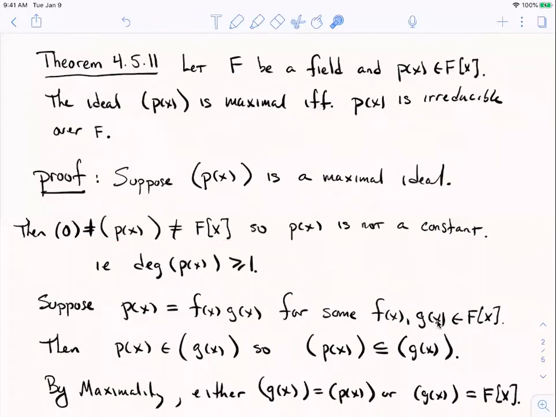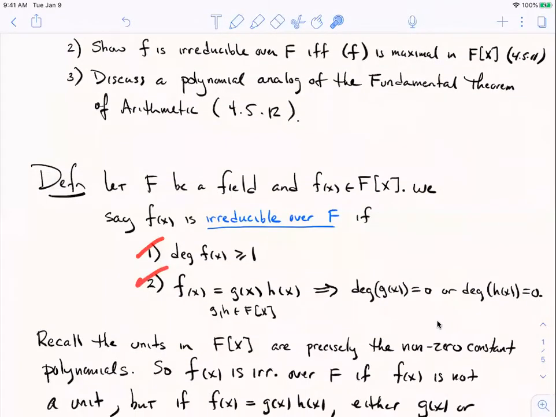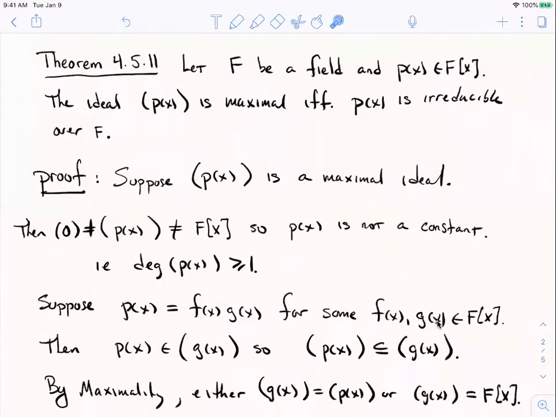All right, so that's our first item, because I'm trying to show p is irreducible. Hold on, I'm going to scroll on you here. P is irreducible: there's a two-item checklist. We just got item 1, that this polynomial p cannot be a constant polynomial. Its degree has to be at least 1, okay? Now I'm going to go for item 2. Item 2 says that if p factors, one of the two factors has to be a unit.